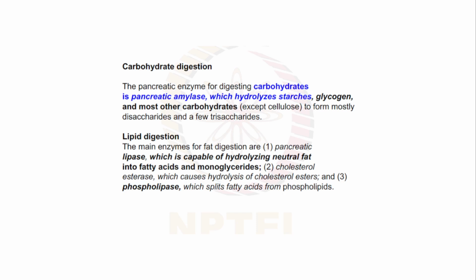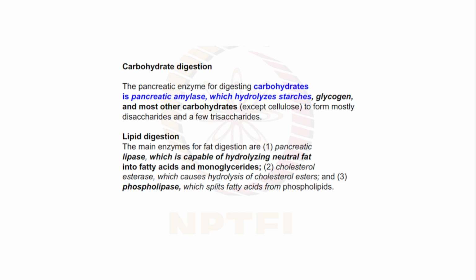Okay? For carbohydrate digestion, what do we have? We have pancreatic amylase. We had alpha amylase in the saliva, and another amylase is the pancreatic amylase, which hydrolyzes starch, glycogen, and most other carbohydrates except cellulose. You must know that our body can't digest cellulose because we don't have the enzyme important for the digestion of cellulose, that is cellulase. We don't have that in ourselves, that is why we can't digest cellulose. Okay, so to form mostly disaccharides and a few trisaccharides.